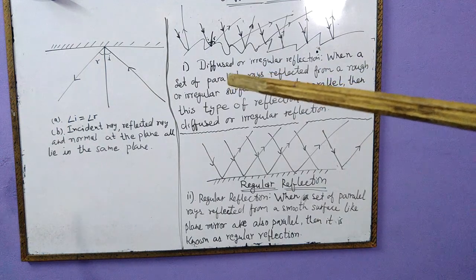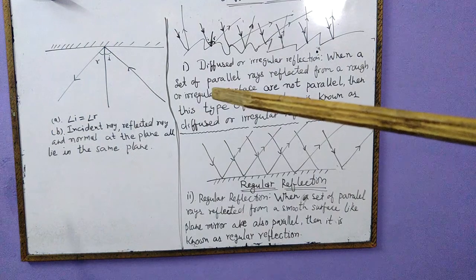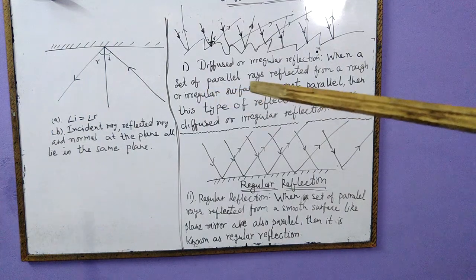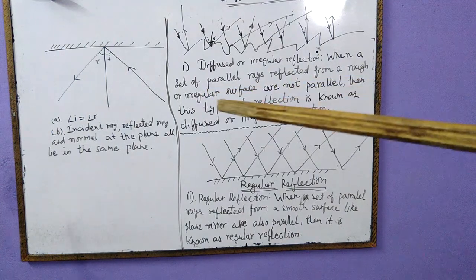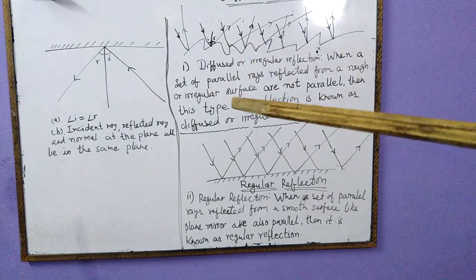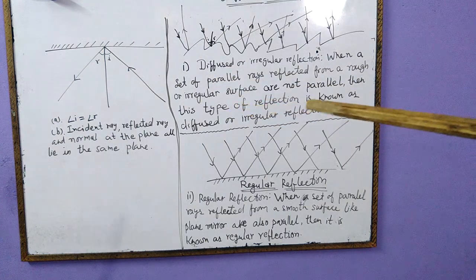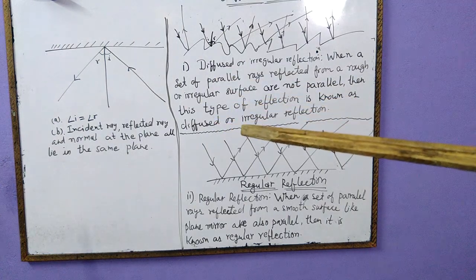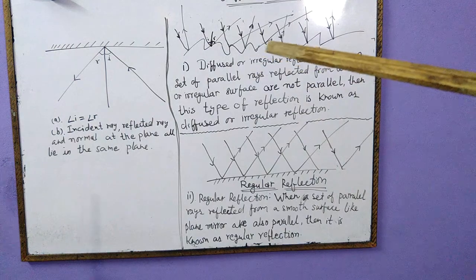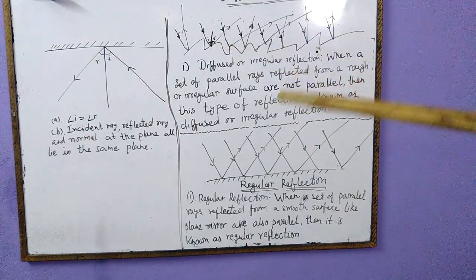Now we are going to define diffuse or irregular reflection. When a set of parallel rays is reflected from a rough or irregular surface, just like this, and the reflected rays are not parallel, then this type of reflection is known as diffused or irregular reflection. You can see this example of diffused or irregular reflection.